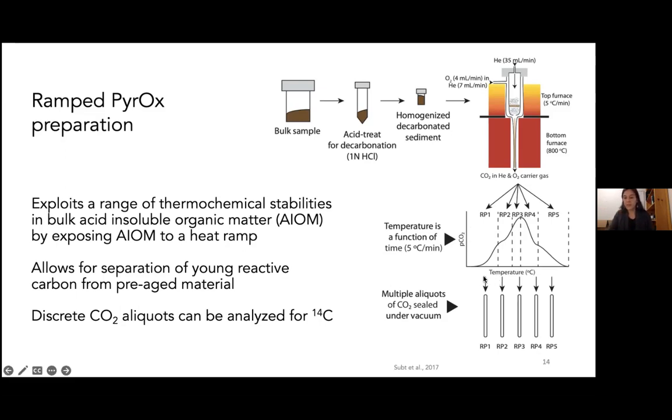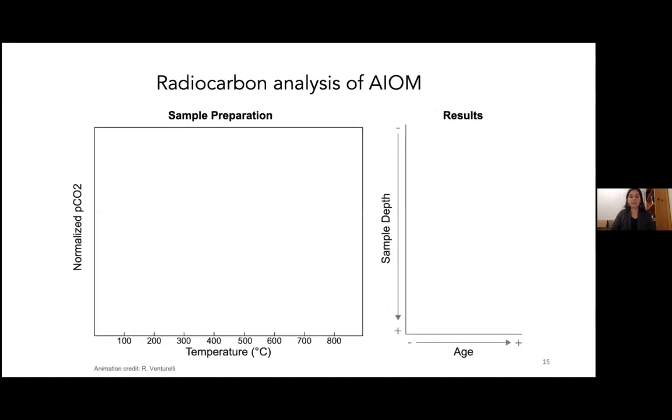So once you get enough CO2, that CO2 is trapped in a little glass trap, and then the CO2 is diverted to another trap. And so the CO2 that is originally trapped is moved along the gas line, eventually trapped in its own little glass ampule, and that is what is sent off for C14. And so these discrete CO2 aliquots are what can be analyzed for C14. And this is highlighted really well in the next slide.